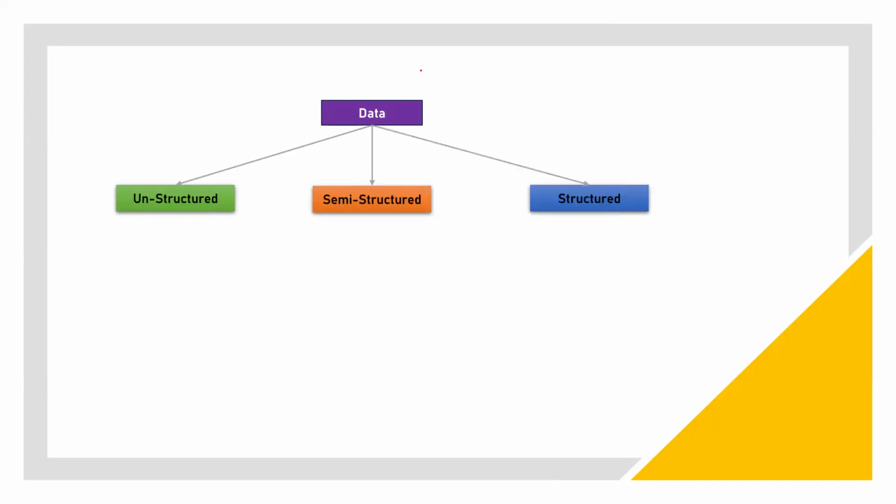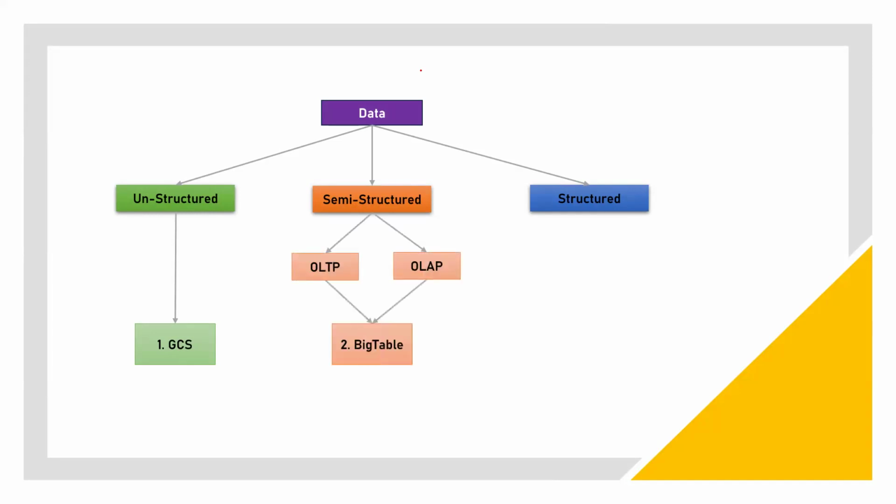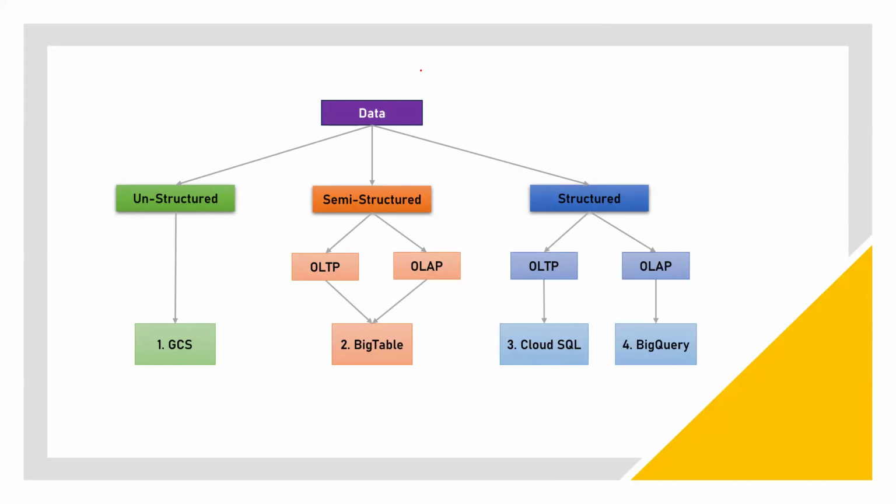First, if I take data, it will be categorized into unstructured data, semi-structured data, and structured data. For unstructured data in Google Cloud Platform, you have GCS. For semi-structured data, for OLTP and OLAP, we have Bigtable. For structured OLTP data, we have Cloud SQL. For OLAP data, nothing but online analytical processing data, you have BigQuery.